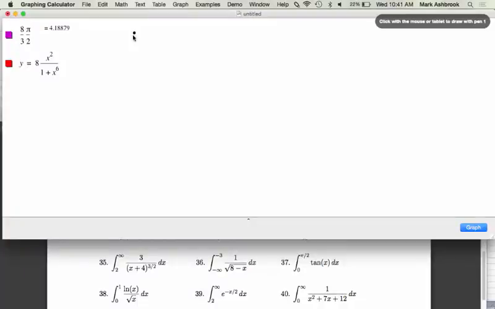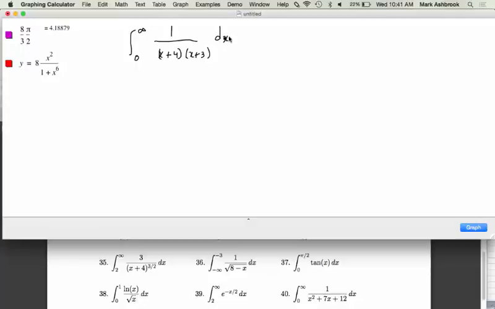So 40, you should see very quickly that this is going to be partial fractions. You've got x plus 4, x plus 3. And so we're going to have a over x plus 4, b over x plus 3. So a plus b is 0. 3a plus 4b is 1. For that one there. So then here I think b equals 1 and a equals negative 1. Because if I put in the opposite of b here, I get negative 3b plus 4b is 1, b equals 1. So a equals negative 1.